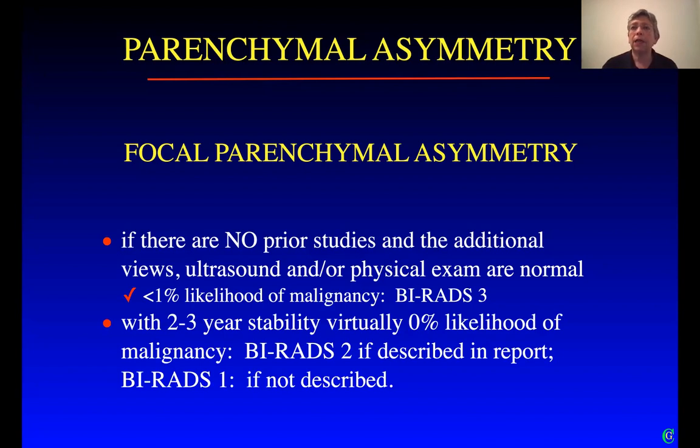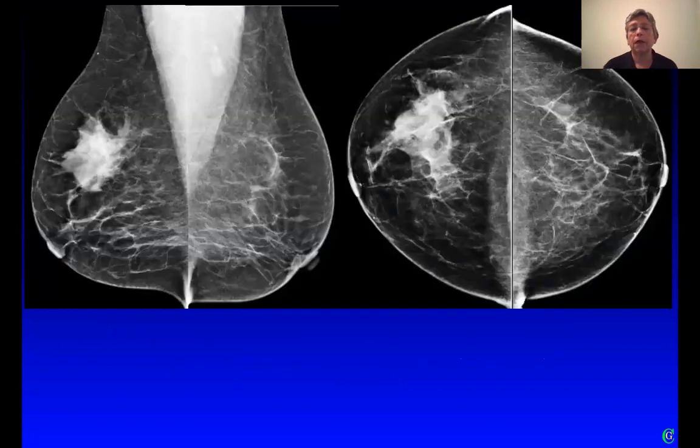And depending on whether on that screening mammogram you describe the focal parenchymal asymmetry, I would give it a BI-RADS 2. If you do not describe it, I would give the mammogram a BI-RADS 1. Again, this is after you've established stability for the finding. So let's go through one more example where you have focal parenchymal asymmetry.